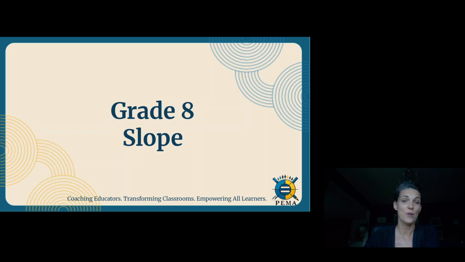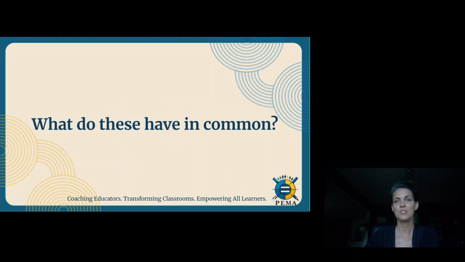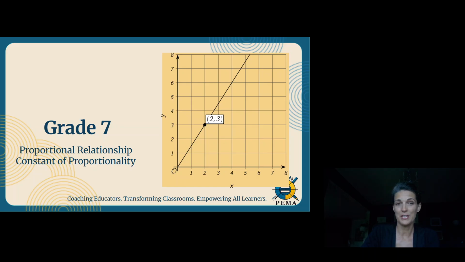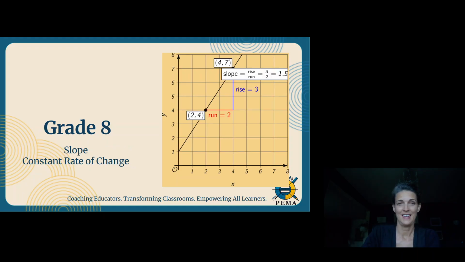Hey friends, today we're going to talk a little bit about slope in grade 8. So I want you to look at these next few images and think about what they have in common. Here's a ratio table in grade 6, a proportional relationship in grade 7, and the slope equation in grade 8. The answer might surprise you. They're all describing the exact same mathematical relationship.